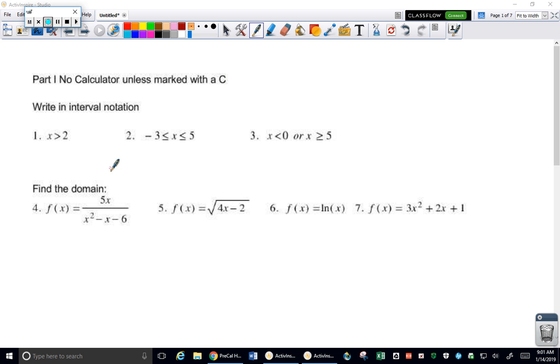In this next set, we're asked to find the domain. So the domain are all of the possible values of x. Okay, and there aren't many functions that have domain restrictions, but these are some of them. All rational functions have domain restrictions.